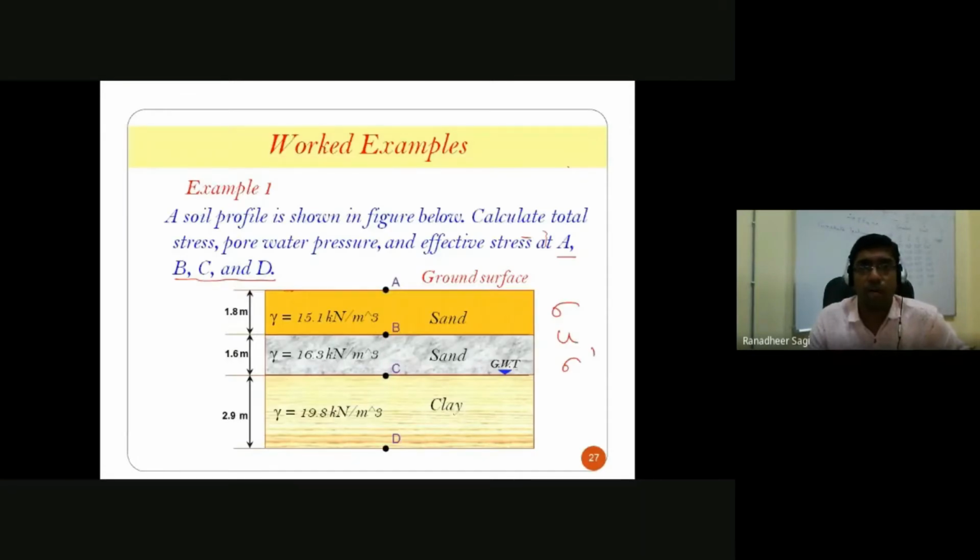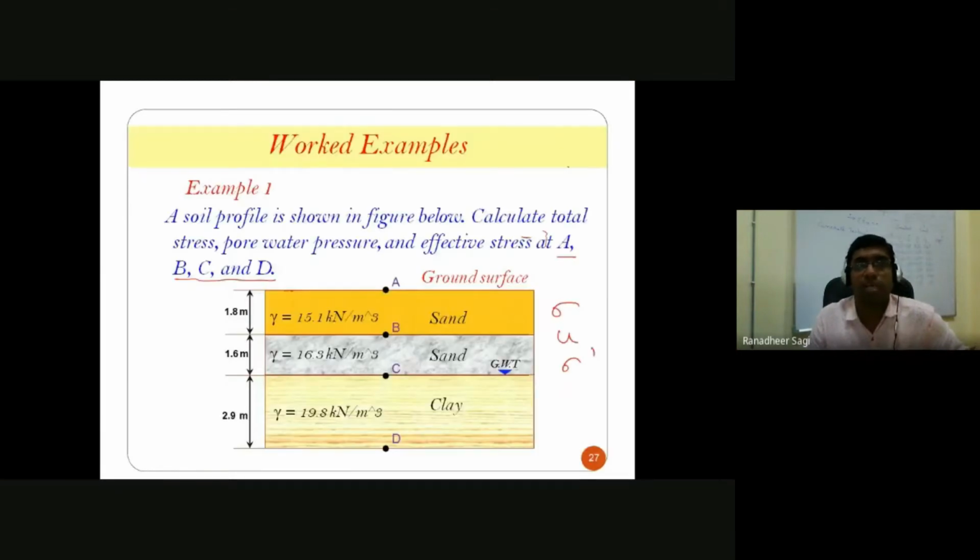Total stress at point A, if I am trying to calculate. Okay, so what do I have over and above point A? I don't have any material existing over and above the position of point A. So automatically the total stress that we are going to calculate at point A is simply equal to 0.